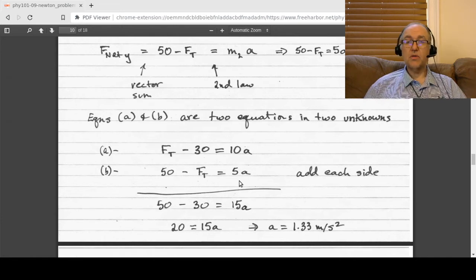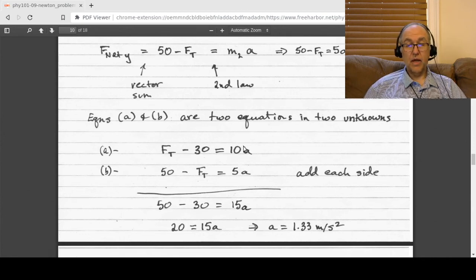It always works out this way, that FT will be positive in one equation and negative in the other. As you do more of these types of problems, you'll see that it always works out this way. And so what you can do is easily eliminate FT by adding the left-hand sides and the right-hand sides. If we add up the left-hand side, what do we get? Well, we get FT minus 30 plus 50 minus FT. The FTs cancel, and we'll just get 50 minus 30 on the left-hand side. What about the right-hand side?